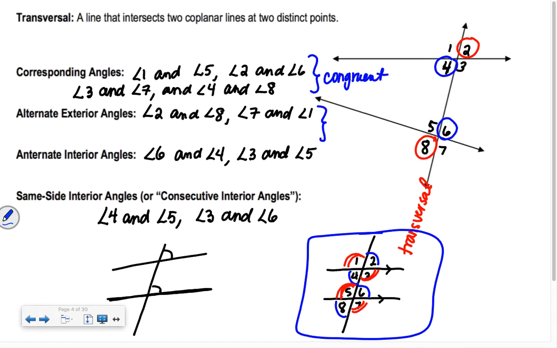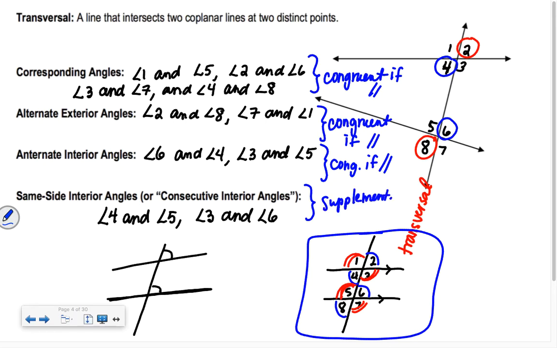How about alternate exterior angles? So 2 and 8. On my little drawing down there, 2 and 8. So those are going to be congruent. So I guess I should say if these lines are parallel. And same thing for alternate interior, those are congruent if the lines are parallel. And then the last one, you would hope that they would be congruent. All of them would just be congruent. Same side interior, so let's look at angle 4 and angle 5. Do they have the same markings? No, these are the ones that are supplementary. So supplementary if parallel, okay?